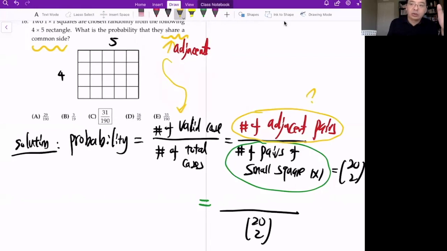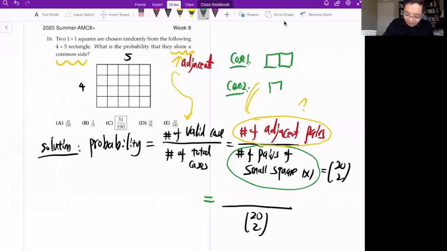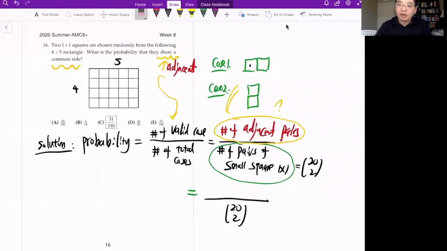Now, there are different ways to calculate this. What I would do is I'm going to somehow label these pairs so that it's easy to categorize them, okay? We know for adjacent pairs, we have 2 situations, right? One situation is they are adjacent horizontally. So that's case 1. And case 2 is they are adjacent vertically. Then let's figure out the number of pairs in each case. Let's do case 1 first. So they are adjacent horizontally, right?